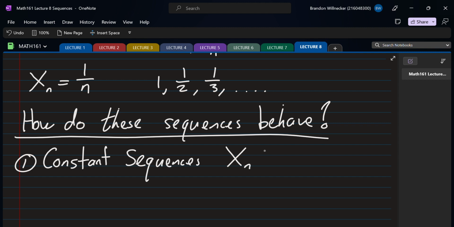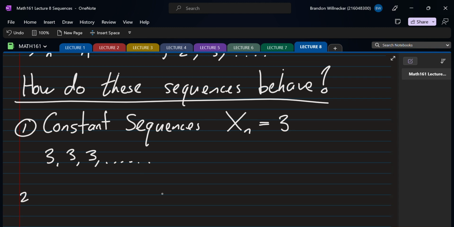This is when our sequence is equal to some constant, let's say 3, for any natural number. So here we just have a list of 3's. This is a sequence. It's a list of numbers; for every natural number we have an element in the sequence, and it goes off to infinity. So this is definitely a sequence. It's not a very interesting sequence, but it is something to think about.